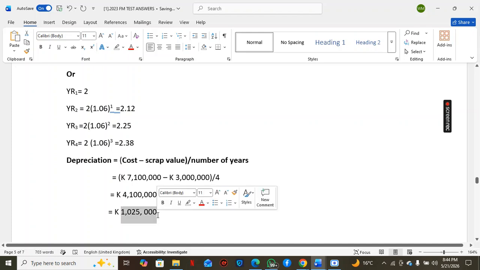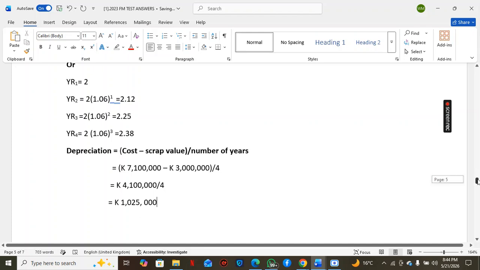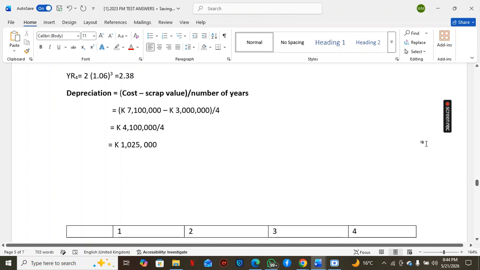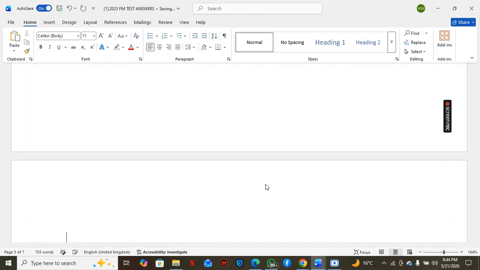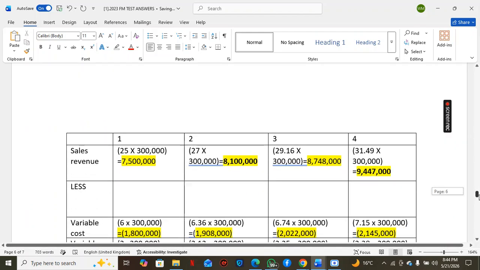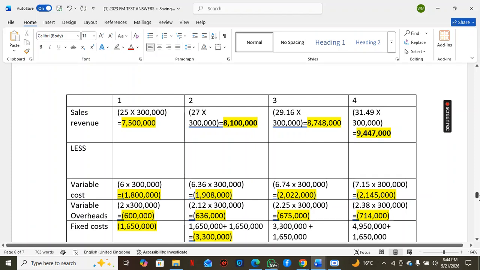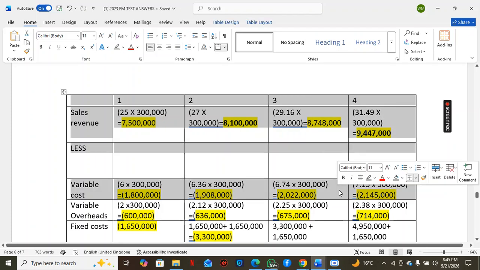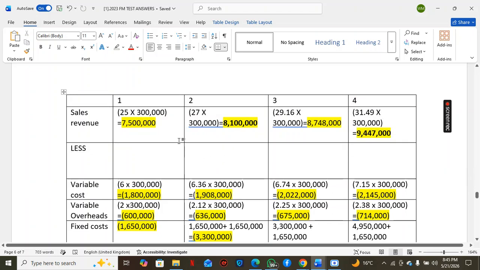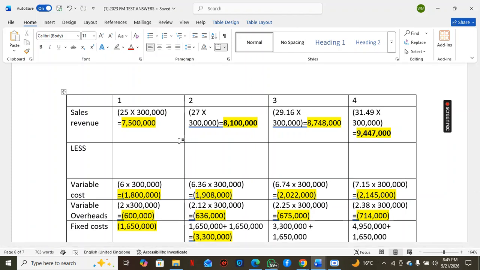You've got 1,025,000. All right, colleagues. Now we can make this profit statement. Since the machine's useful life is for 4 years, you have to get the profits for 4 years. Imagine that. So first things first, we need to get our sales revenue.